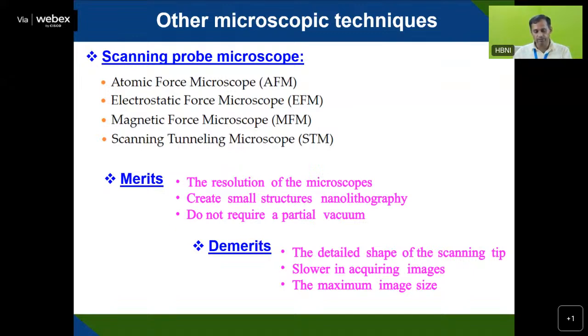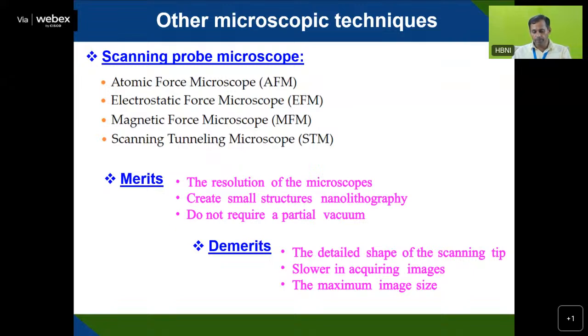You can get better images. You can do small structural nanolithography. All those things can be possible. It doesn't require vacuum, or it requires only a very partial vacuum. So unlike TEM and SEM, this can easily be prepared in a small space. It will require the instrumentation part, you see.